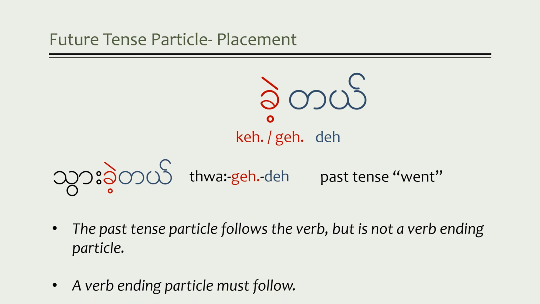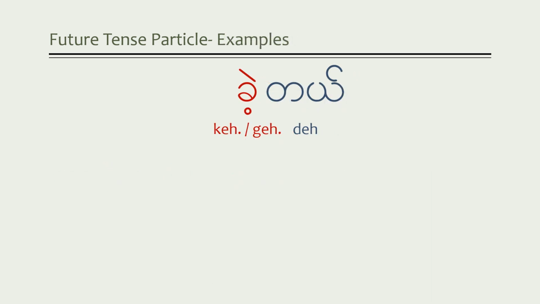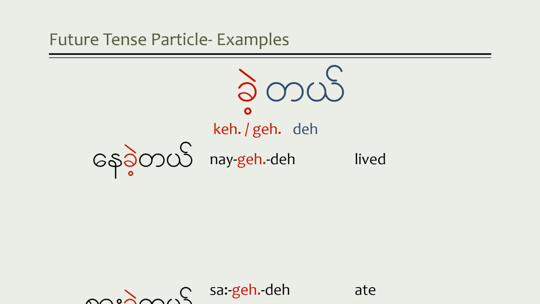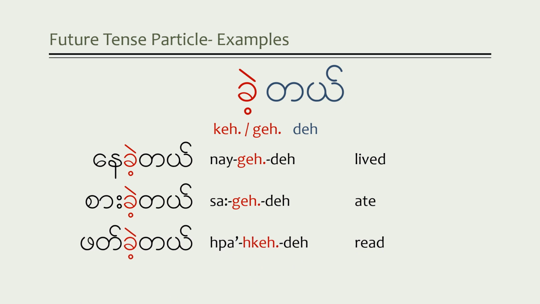Therefore, a verb ending particle must follow, and it's almost always the particle de. Let's look at some examples. Here's our particle combination for past tense. So let's look at 3 examples. If I wanted to say I lived somewhere in the past, I would say negere. To say I ate something in the past, sagere. If I wanted to say I read something in the past, I would say pakere.